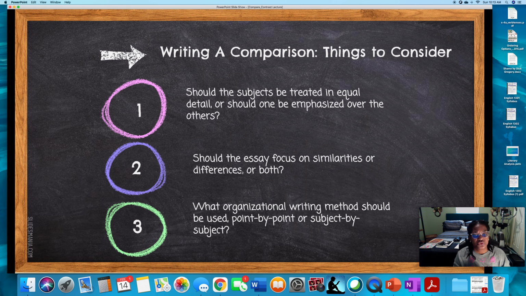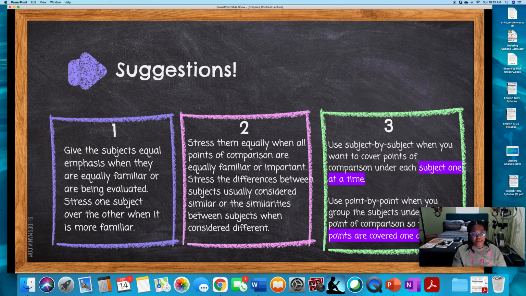Another question that students often have is, should the essay focus on similarities or differences or both, right? You may not know which one should I focus on in my essay. Another question many students have is, what organizational writing method should be used? Should you use point by point or subject by subject? Here are my suggestions for those three questions.